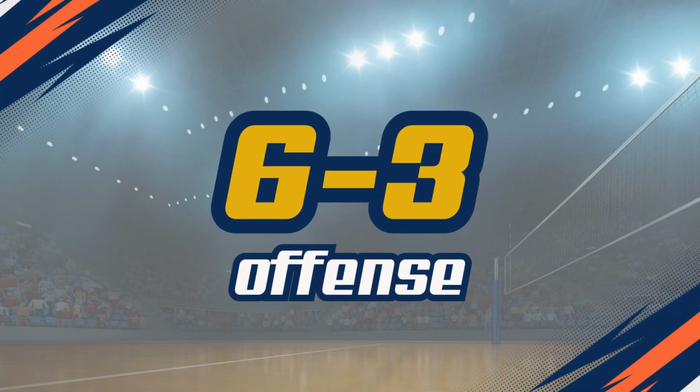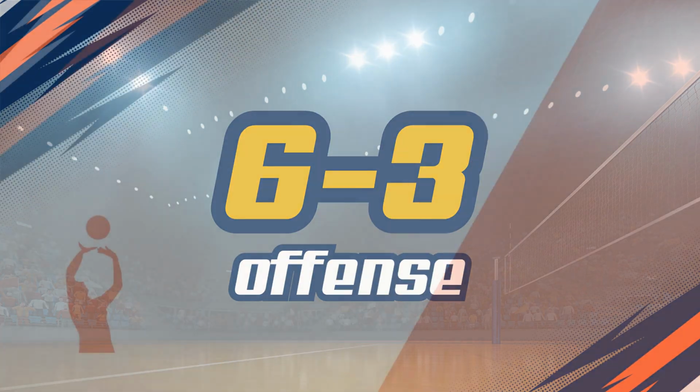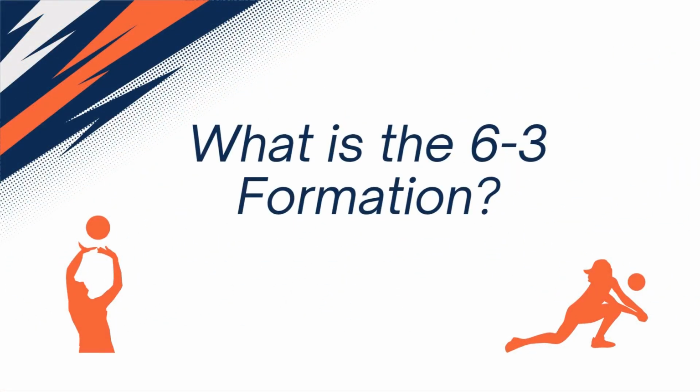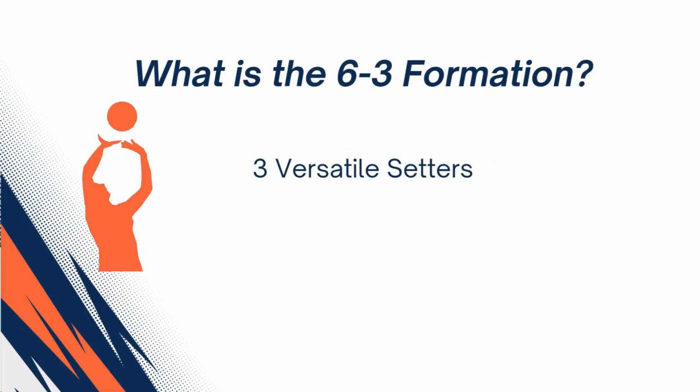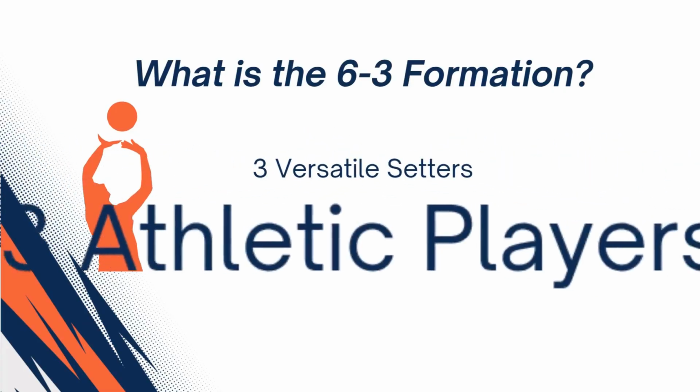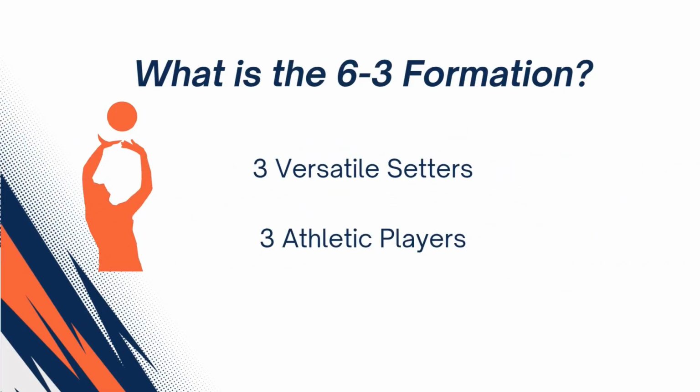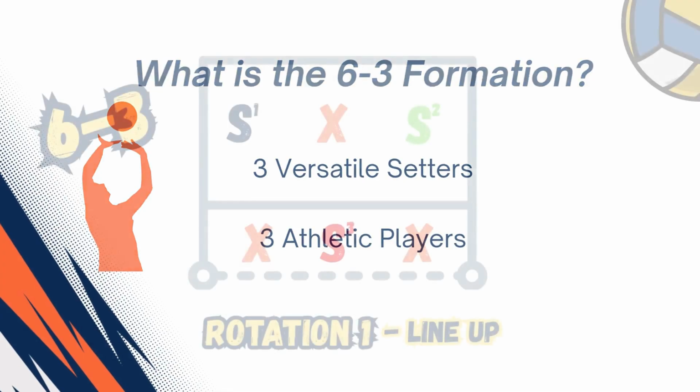Now let's take a look at the 6-3 volleyball offense scheme. So what is the 6-3 formation? The 6-3 formation typically involves 3 setters in at all times, as well as mixed in with 3 other athletic players that can play multiple positions. In this setup, the setters will only set for the first 2 rotations in which they are in the back row. This formation ensures that there are always 3 attackers at the net, providing multiple options for offense while maintaining consistency in defense. Here is a typical example of a 6-3 formation. Please feel free to pause at any time.